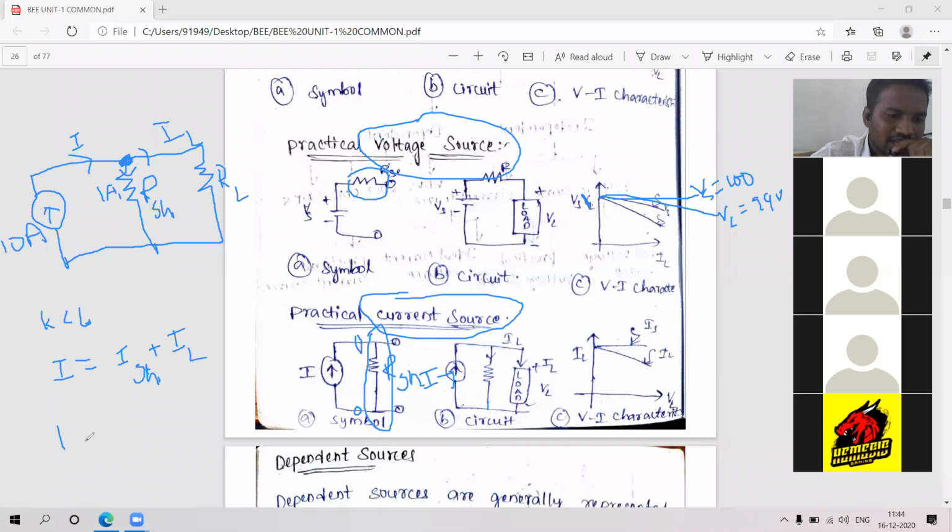So what is I? 10. What is ISH? 1 ampere. What is IL? 1 plus IL is 10, so IL is 9, not 1. Through the load, ISH we assumed is 1, so the remaining current will be flowing through the load. That is 9 amperes of current will be flowing through the load. So that's why the graph is like this. Is it clear to all of you? Practical voltage source and practical current source finished.